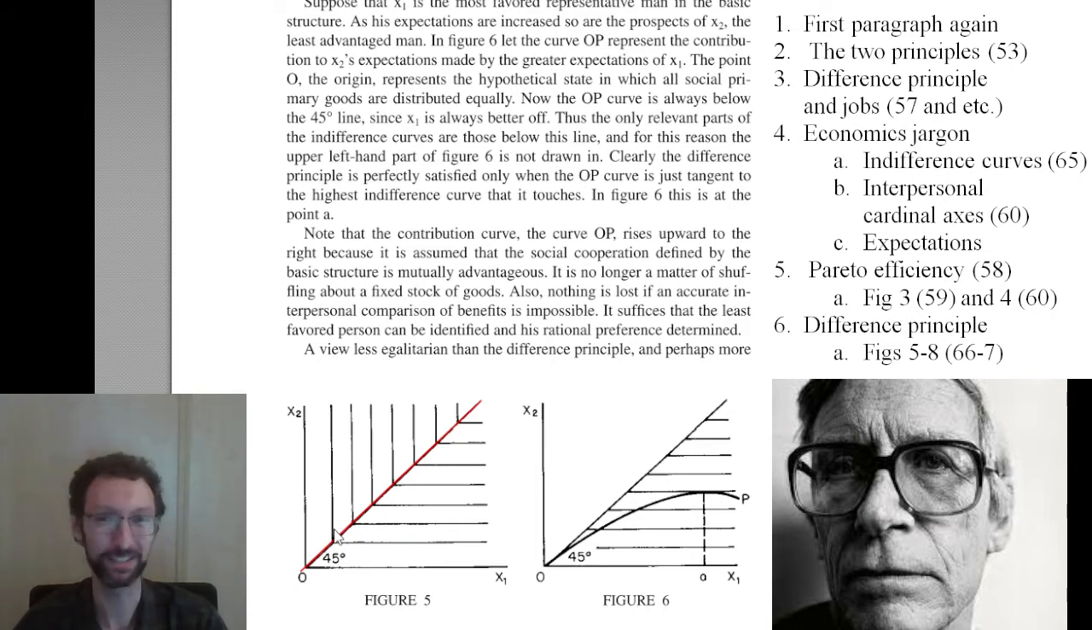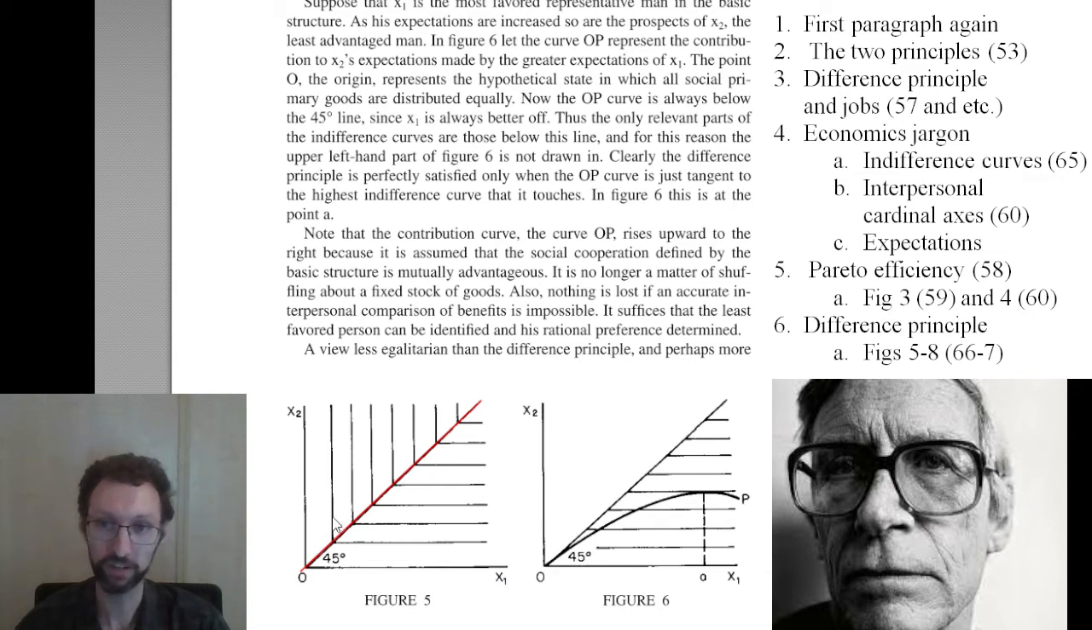I actually don't know if I just explained that very well. To get to the next indifference curve, we need to move to the right, and that requires giving more to x1. By hypothesis, we're holding x1 fixed on this part of the indifference curve because we're assuming x1 is doing worse than x2. So we're stuck on this part of the indifference curve, and the difference principle says we only want to move along equality unless we'll make the worst off person better off, x1.